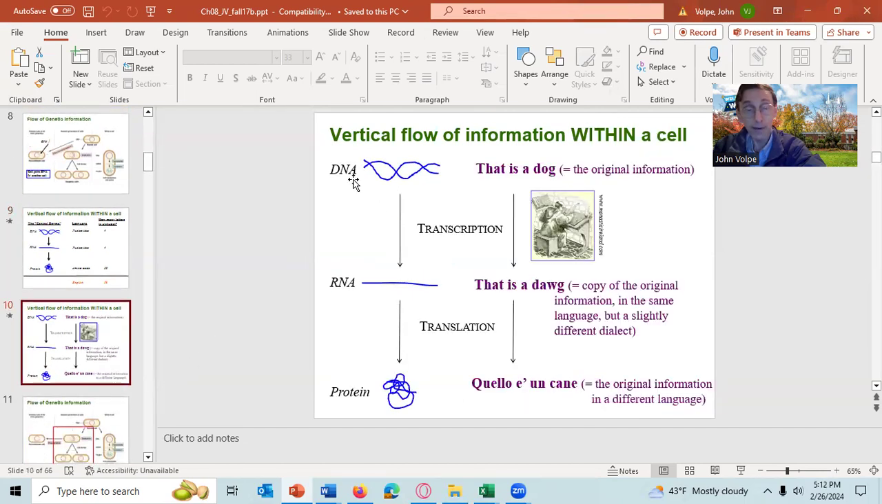So in the DNA, we could say the information is stored as, "That is a dog," the original information in DNA. After transcription, the information would be stored in a similar way, but with a different accent. And it would be something like, "That is a dog." And then in protein, the information would be stored in a different language, and it would be "quello è un cane," the same information, just in a different language. Any question about any of that?